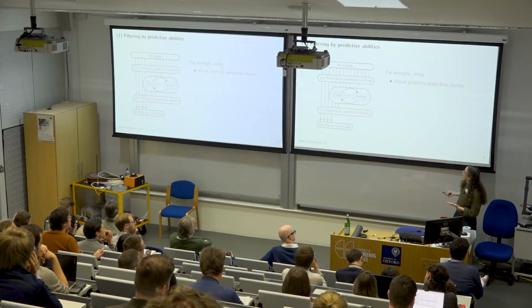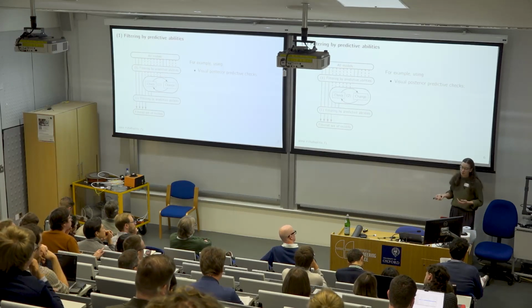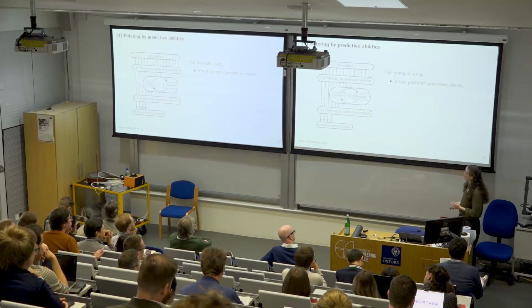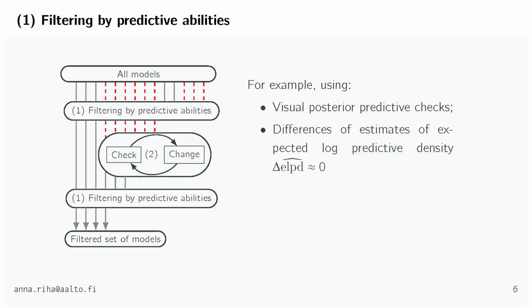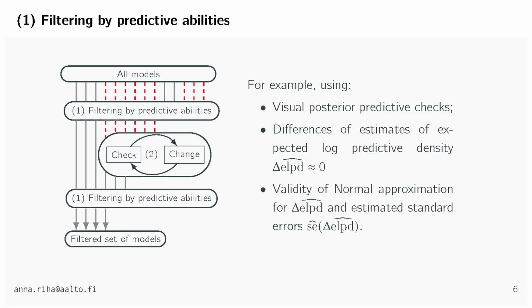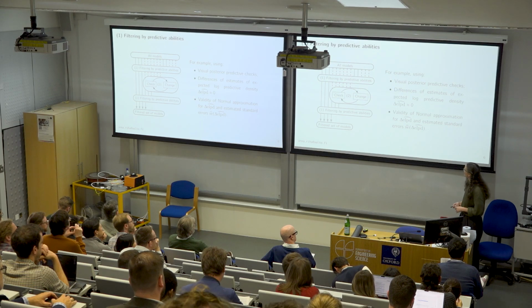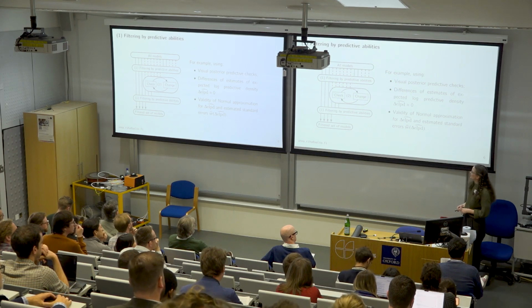So what could be examples for filtering by predictive abilities? We are looking into, for example, visual posterior predictive checks. We are also looking at differences in estimates for expected log predictive densities, and then also checking the validity of the normal approximation in this context. But as I said, this approach does not dictate to use those. You can also use other criteria that help you evaluate predictive abilities.